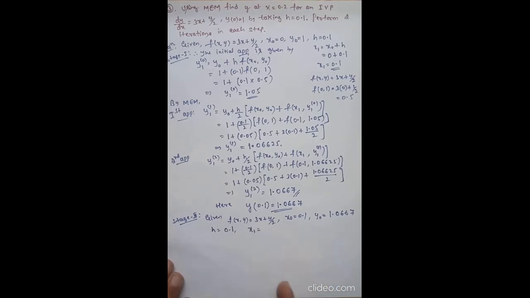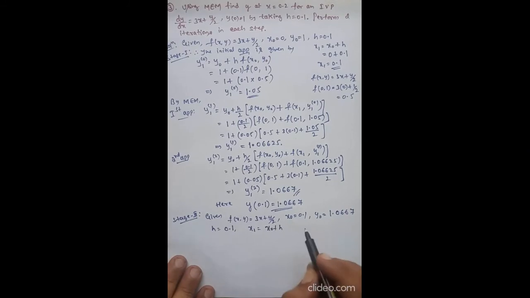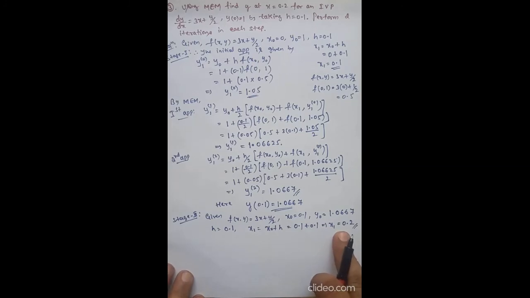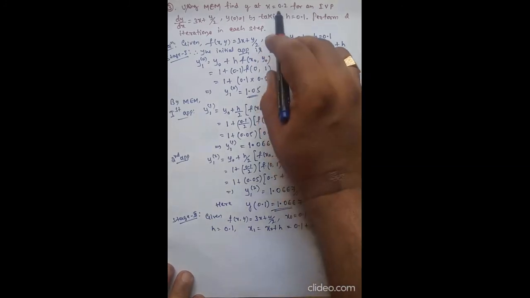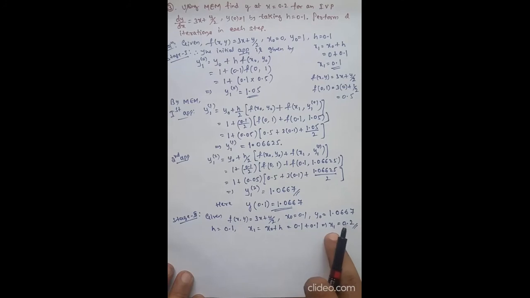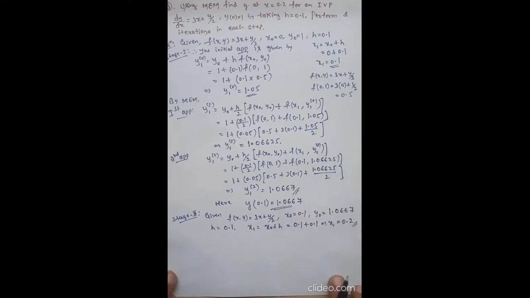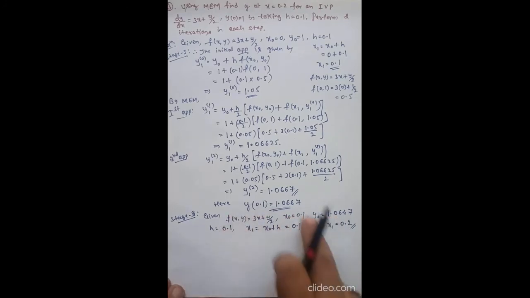Now again we calculate x1 in the second stage. So what is the formula for x1? It is x0 plus h, and here x0 is now 0.1 and h is 0.1. So x1 is equal to 0.1 plus 0.1, which is 0.2. Now if you observe, this value of x1 is 0.2, so whatever answer I get in this stage will give you the value of y at x equals 0.2. That means that is the final solution. So this is the reason why we have to do the problem in two stages. These are the initial conditions and this is the data for the second stage.